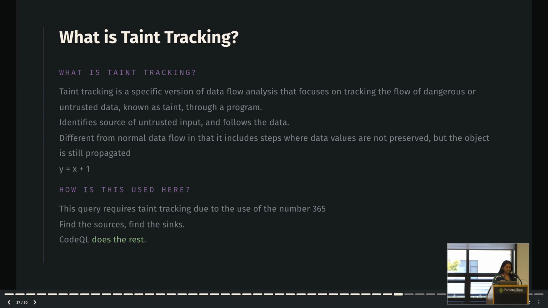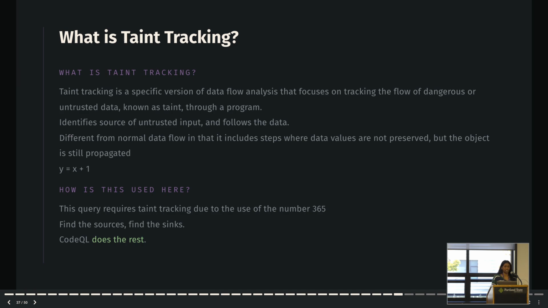For example, if you're tracking an insecure object x and the statement y equals x plus 1 pops up, a normal data flow analysis will highlight the use of x but not y. However, since y is derived from x, it is influenced by that tainted information, and therefore it is also tainted. In this specific query example, we need to be using taint tracking since we're following the path of an addition or subtraction of a value to the use of it in a date function.